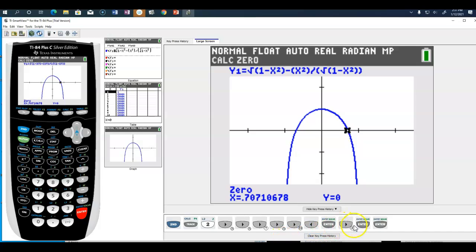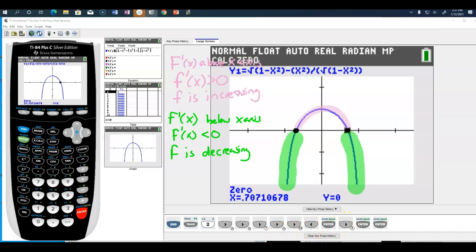So now that we've got all that fun stuff, let me bring back my notes here. We now can have our answer written for us. I now know that f prime of x, which is this graph that we're looking at, is above the x-axis. In other words, f prime of x is greater than 0 on the interval from negative 0.707 to positive 0.707.